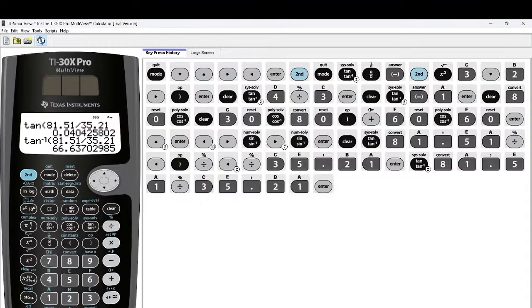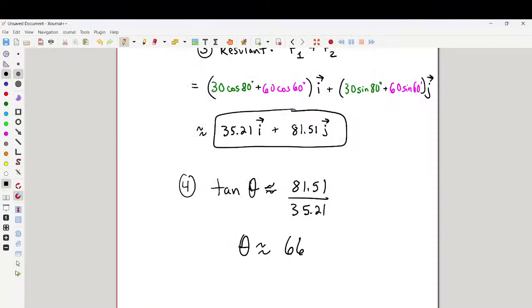My answer did not seem reasonable there. 0.04 degrees. No, that didn't make any sense, just based on what I knew from the diagram. To the nearest tenth, 66.6 degrees. And remember, inverse tan, as I said before, gives you the negative quadrant 1 or the quadrant 1. This is in quadrant 1, so we don't need to add anything there. And that wraps up our intro to vectors.